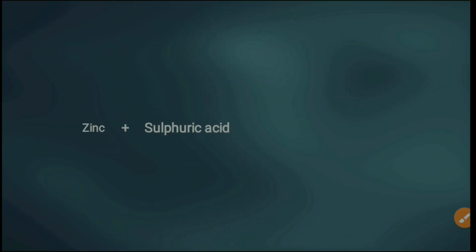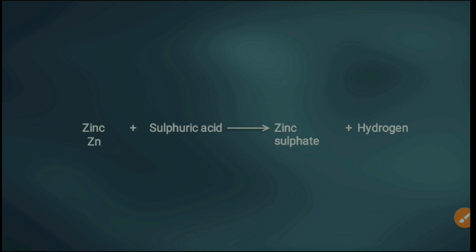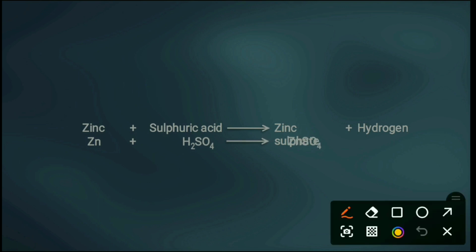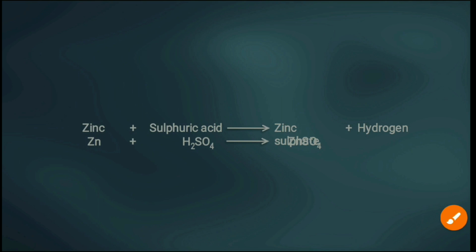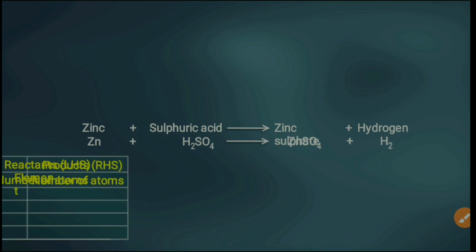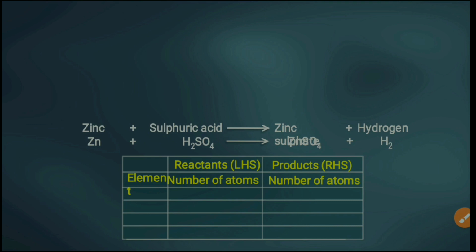See here, with the help of an equation we will try to identify this. Zinc plus sulfuric acid gives zinc sulfate and hydrogen. Zinc is Zn, sulfuric acid is H2SO4, and ZnSO4 and hydrogen. So we will compare both now. We will compare the elements in the reactant side with the elements in the product side.